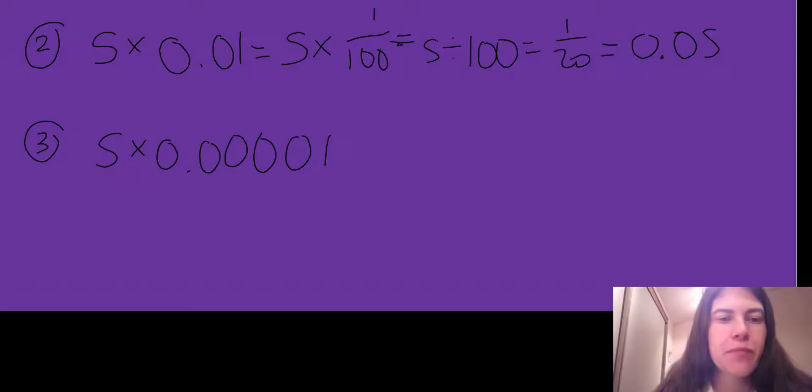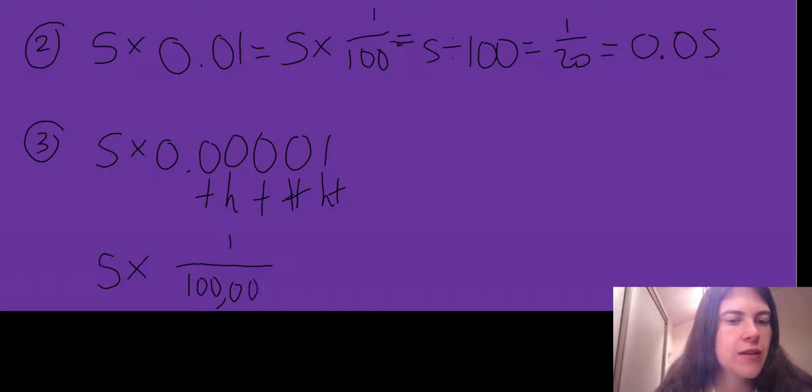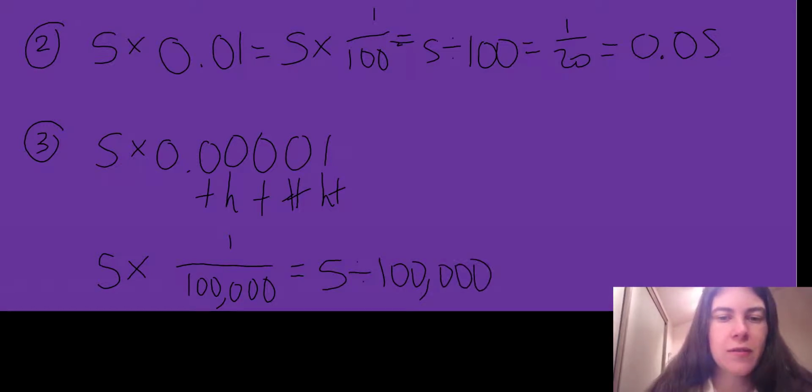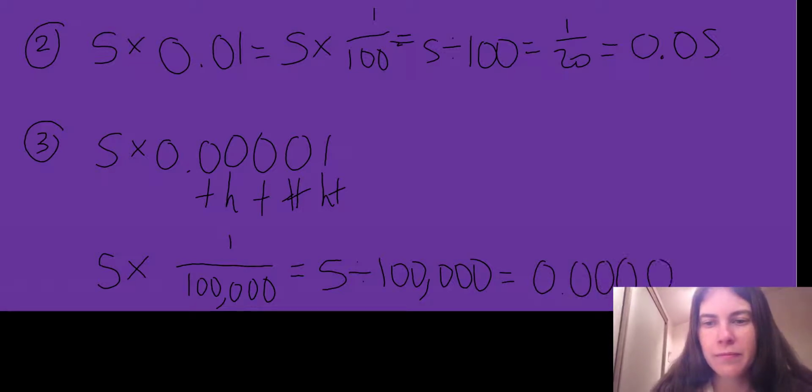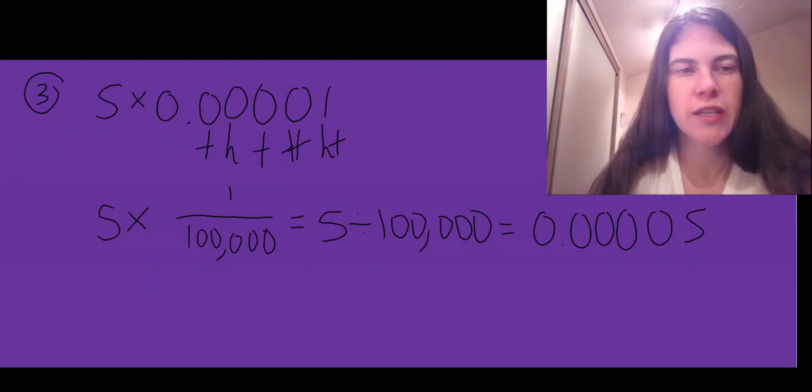What is that? Tenths, hundredths, thousandths, 10,000ths. This is the 100,000th. So 5 times 100,000th. Or I could say 5 divided by 100,000. Or I could write it like this. Are you starting to see a pattern?